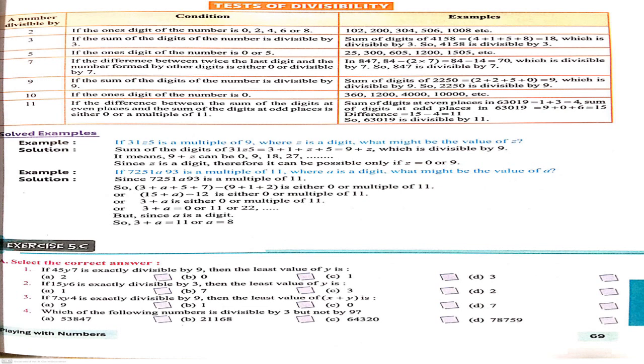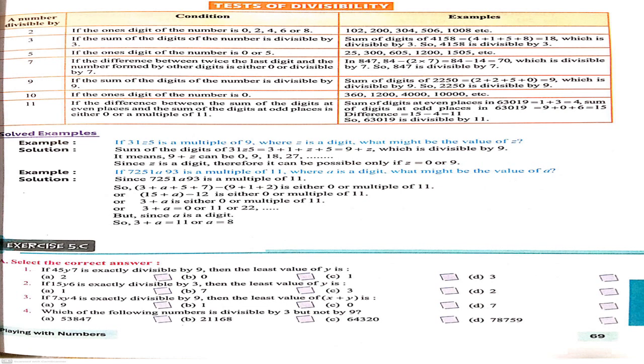Now 3, you will see, if the sum of digits of the number is divisible by 3. So sum of digits of 4158 equals 4 plus 1 plus 5 plus 8 equals 18. So which is divisible by 3? So this number is divisible by 3. Now 5. If the ones digit of the number is 0 or 5, like 25, 300, 605, etc.